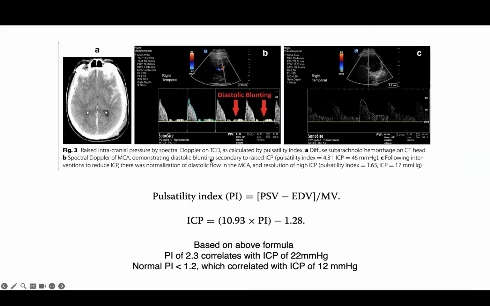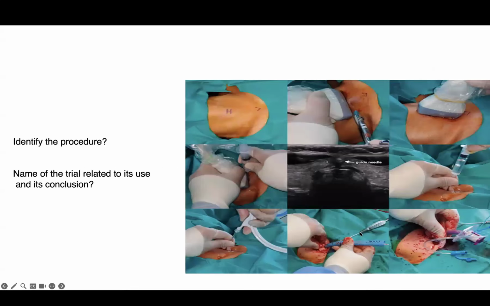Then for assessment of raised ICP, there is something called the pulsatility index. It goes by the formula of peak systolic velocity minus end diastolic velocity divided by the mean velocity. Based on the above formula, a score of 2.3 correlates with an ICP of 22, whereas if it is less than 1.2, the ICP is around 12. So that is something you need to keep in mind.